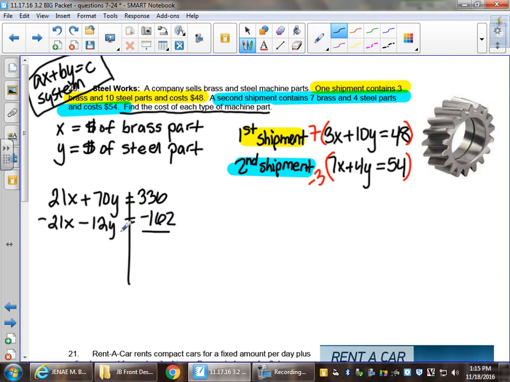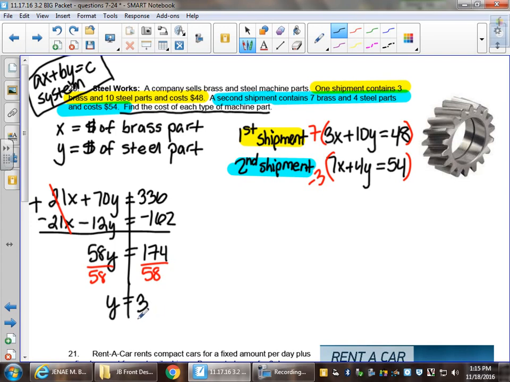Let's see what we get when we add these together. We're going to linearly combine them. X's will cancel as I planned. Positive 21x and a negative 21x is 0. 70 minus 12 gets me 58y equals, let's see, 336 minus 162 is 174. Dividing both sides by 58, I got y equals 3.